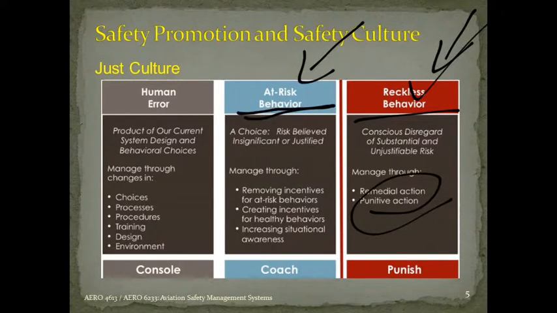Good management in these cases will actually coach the employee. Maybe remove incentives that inadvertently encourage risky behavior. On the far left side, this is one of the most difficult things for management, actually for humans in general, to get our minds wrapped around. This is the third response to employee behavior under a just culture, and that is regarding error.